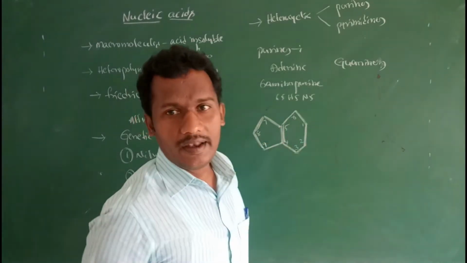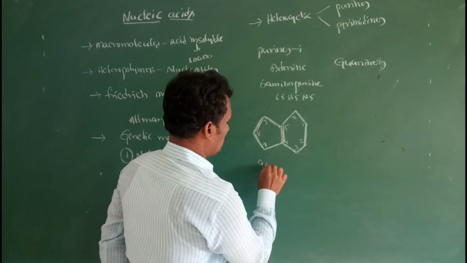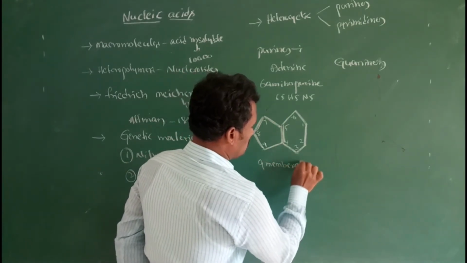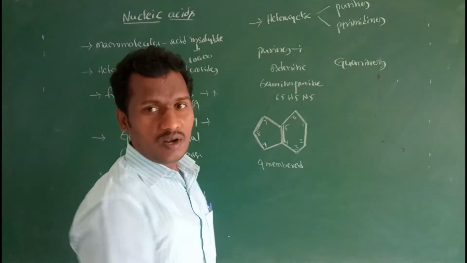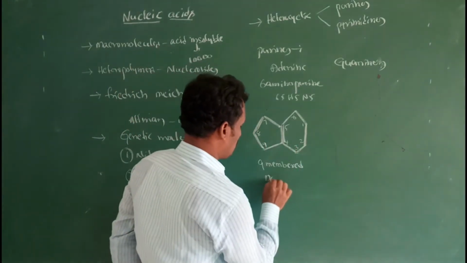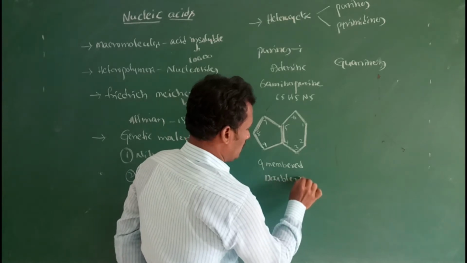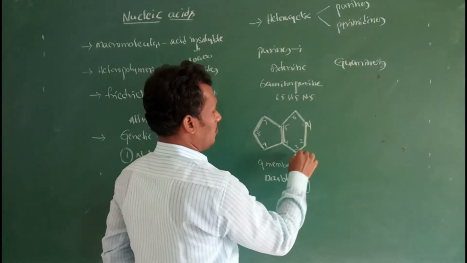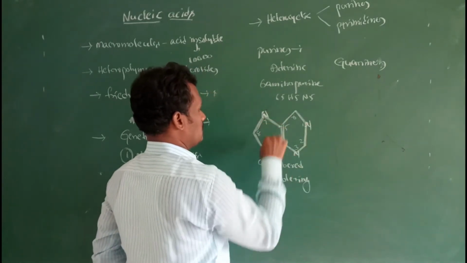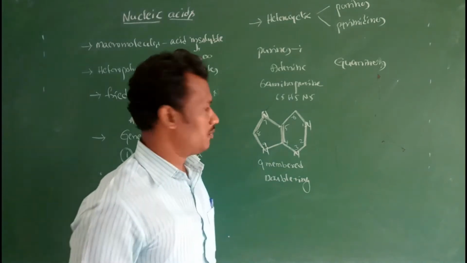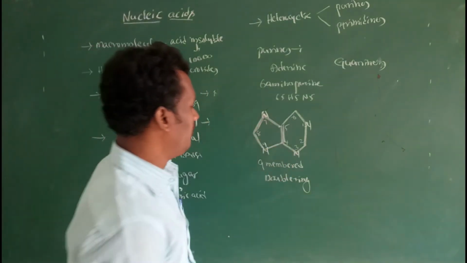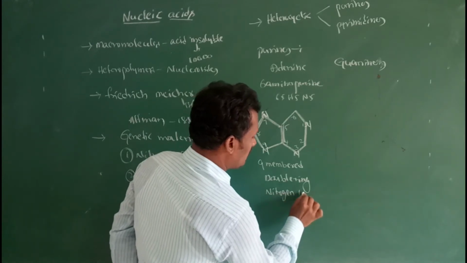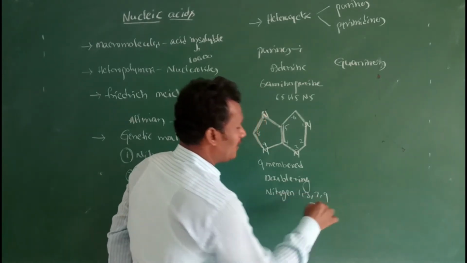It has a 9-membered structure, so a double ring is present. The nitrogen positions are 1, 3, 7 and 9.